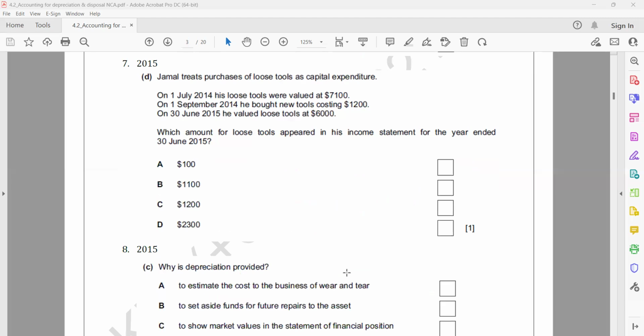Okay, question 7. You use your book to do the questions under the depreciation topic. Jama treats the purchase of loose tools as capital expenditure. On 1st July, his loose tools were valued at 7,000. On 1st September, he bought a new tool costing 1,000. On 30th June, he valued loose tools at 6,000. Which amount appears in the income statement? The meaning of this one, they are asking you, what is the depreciation?